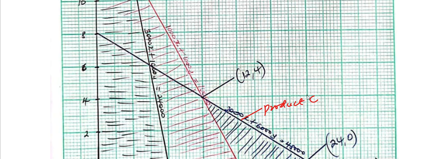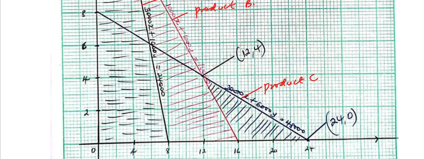This is product C. So that's the constraint. Then the 1000 plus 1000 equaling to 16,000. This line is the product B constraint. Then this is product A.